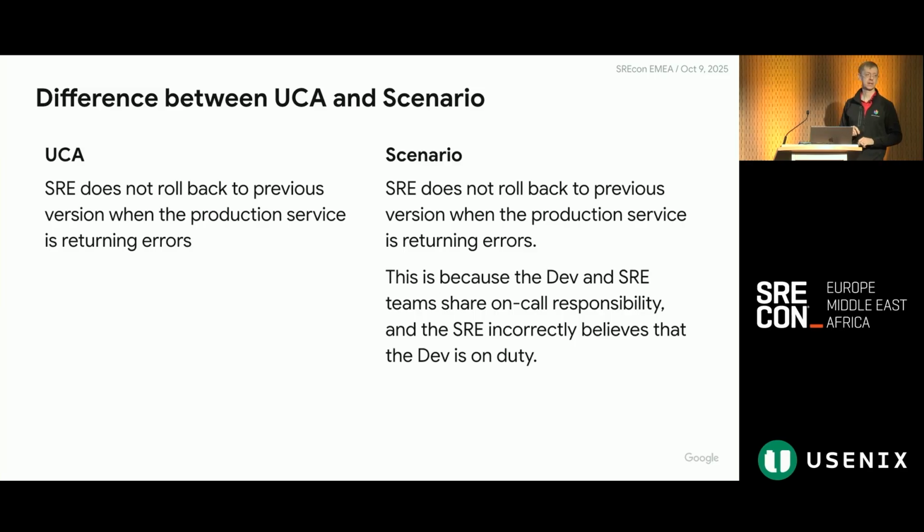So the SRE does not roll back to the previous version when the production service is returning errors. And this is because the dev and SRE teams share on-call responsibility and the SRE incorrectly believes that the dev is on duty. So now you're giving an explanation for why that unsafe behavior might occur.